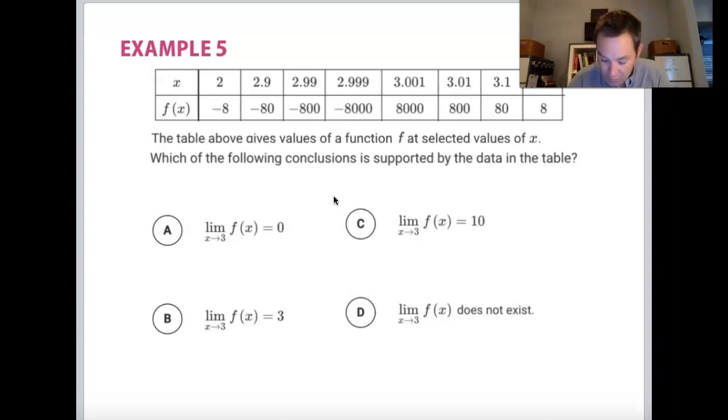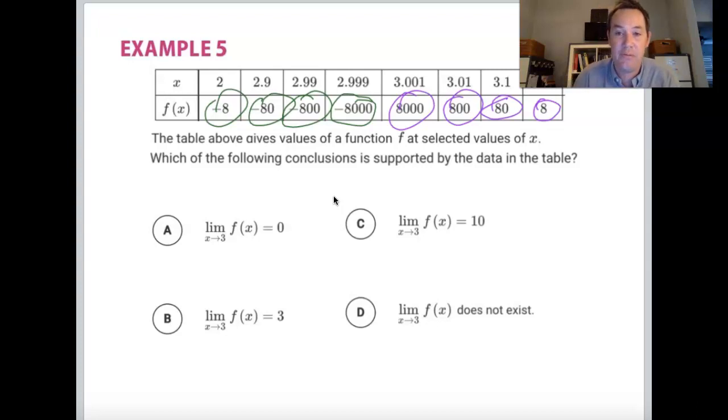As we approach 3 from the left, notice that my y values seem to be approaching larger and larger negative values: -8, -80, -800, -8,000. And as we approach 3 from the right, my y values seem to be approaching larger and larger positive values: 880, 800, 8,000. None of these actually have to be true because they don't give us enough information to draw the conclusions, but which one is supported by the data in the table?